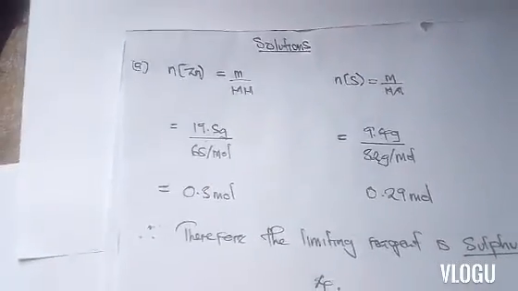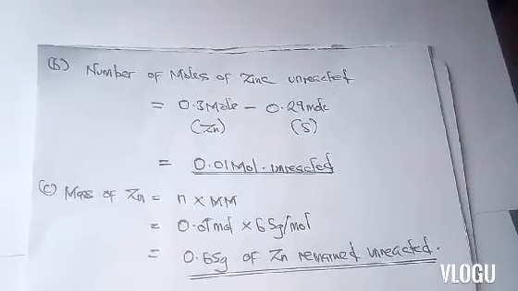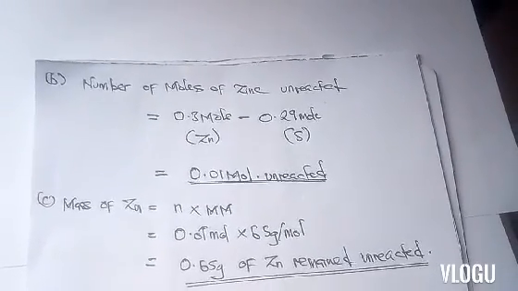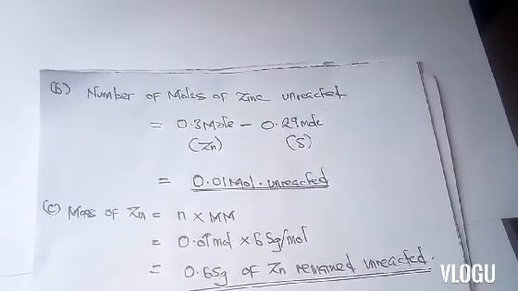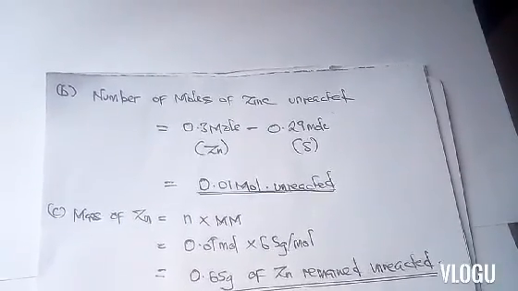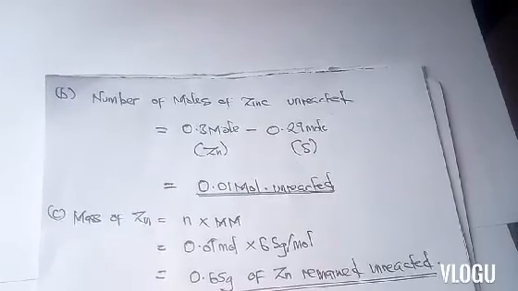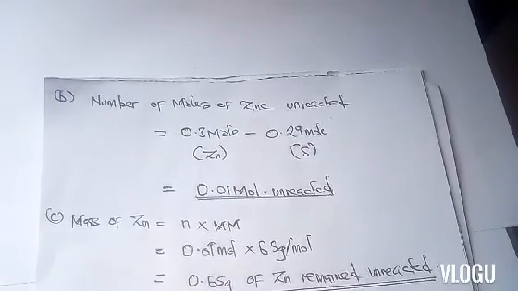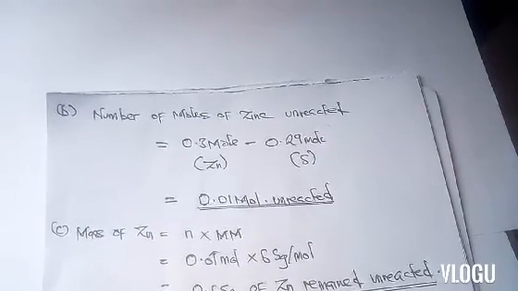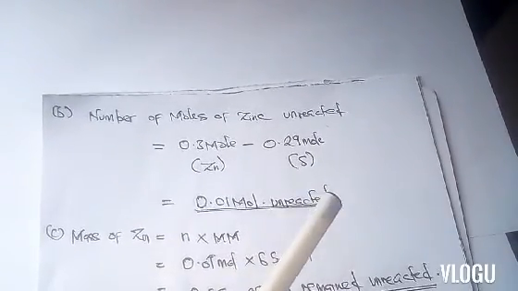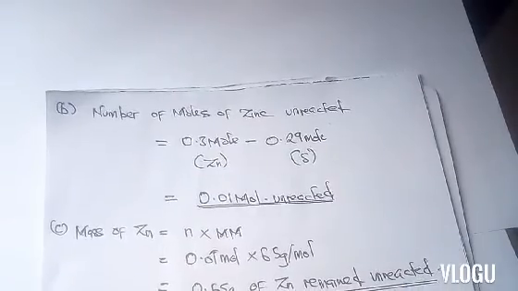Then following it up, looking at B, which was asking us to find the number of moles of zinc that are unreacted, meaning that the number of moles of zinc that we had calculated first minus the number of moles of sulfur. When you subtract the two, we are going to have 0.01 moles of zinc which is unreacted.